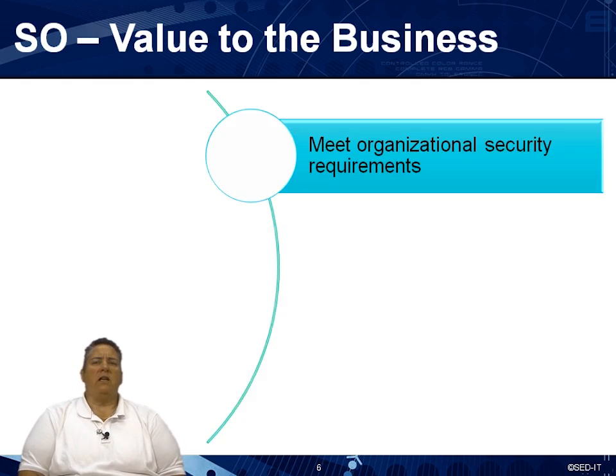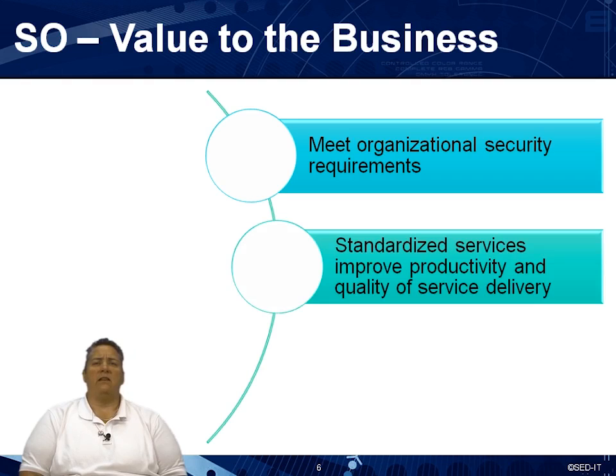We also will be able to meet the organizational security requirements. As we support the operational side of the house from an IT perspective, we have to fundamentally fit within the security requirements, therefore making sure that our data and information assets are protected. We also will standardize services to improve productivity and the quality of service delivery. It's much easier to deliver the same service to multiple customers rather than multiple customers dictating which service that they're getting or under what conditions. If we can find that happy medium, it makes a great deal of difference in the quality of the services delivered.